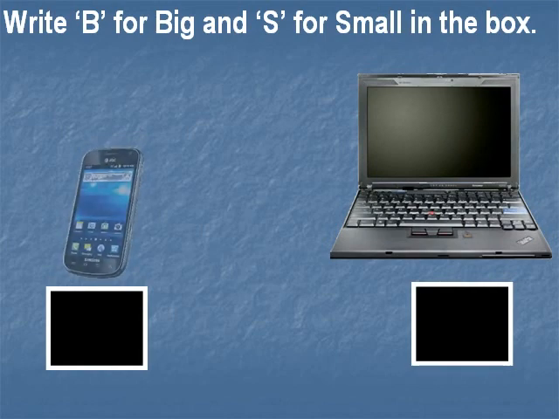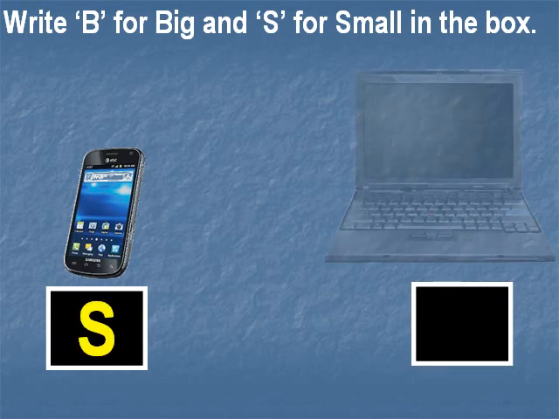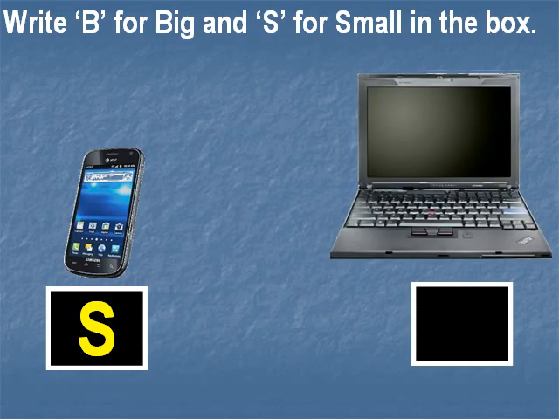Cell phone. A cell phone is small, so write S for small. S. Laptop. A laptop is big, so write B for big. B.